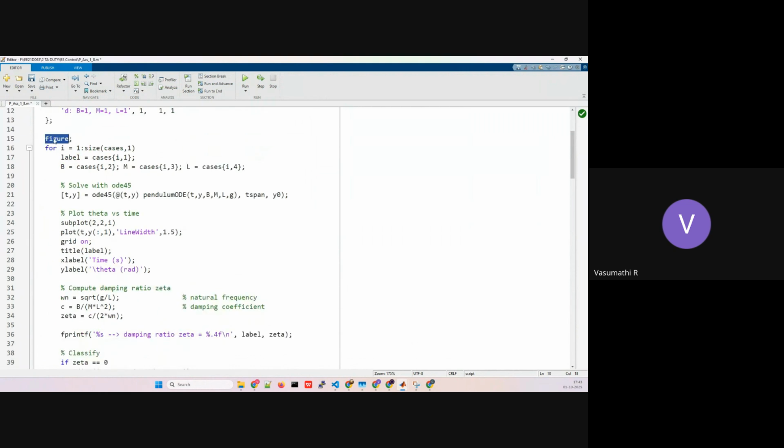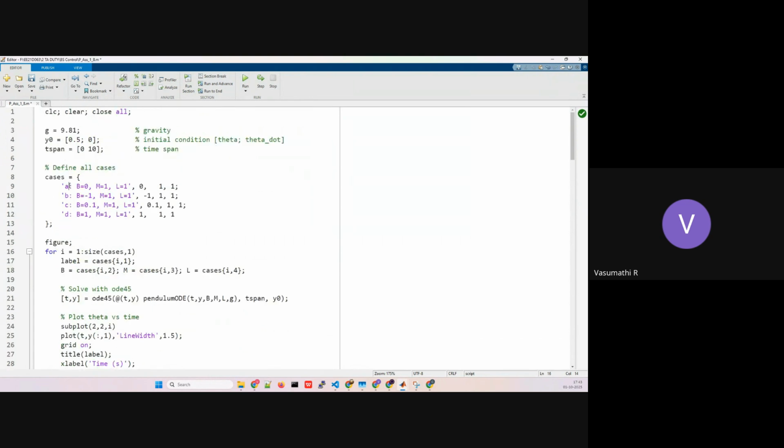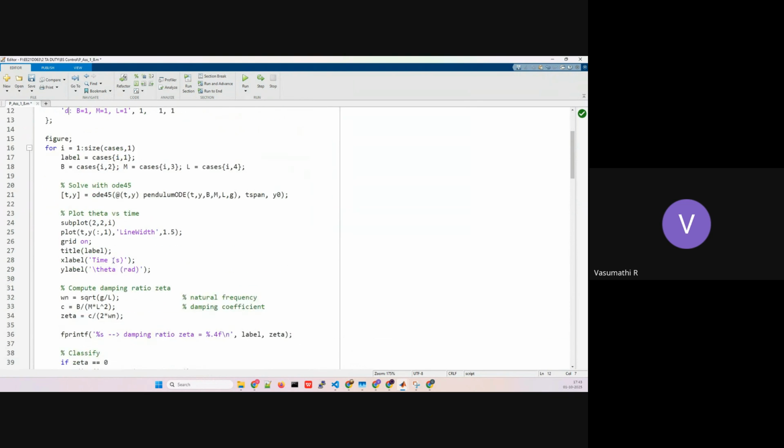And this figure command will create an environment for a figure. If you do only one figure, that's fine. For multiple figures, you have to mention this. And this I'm automating. I'm just giving the cases one by one. Whatever options I am getting, I'm just giving inside a for loop. For every option, it will generate an ODE, ordinary differential equation, to form the physical representation of the equation.